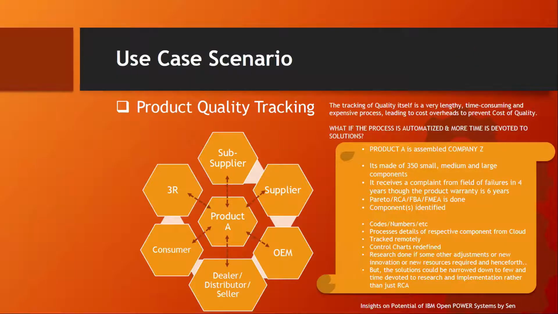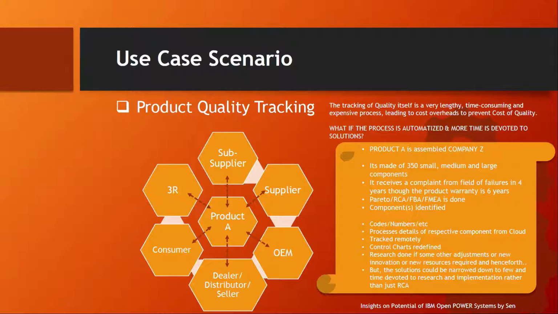So after explaining what the end-to-end system would look like, I would like to highlight something using a use case scenario so that it's a bit clearer how to go about it. Let's say that we would like to do some product quality tracking, and a product A is being manufactured by some XYZ company, and it has sub-suppliers and suppliers and OEMs and dealers and distribution centers and sellers and then consumers, and then we have the recycling process. I have all the life cycle management systems highlighted in these hexagonal boxes.